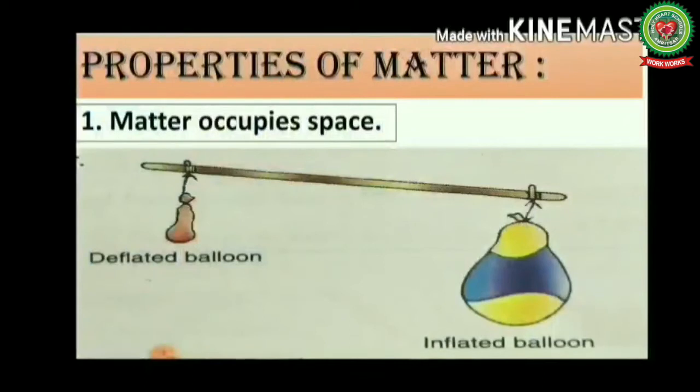Next topic is what are the properties of matter. First is matter occupies space. In a deflated balloon, there is no air, meaning no matter is present inside it. That is why the space occupied by a deflated balloon is less than the space occupied by an inflated balloon. It shows that matter occupies space.